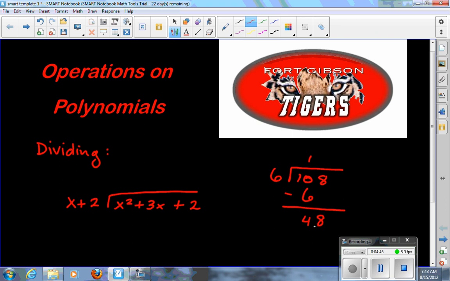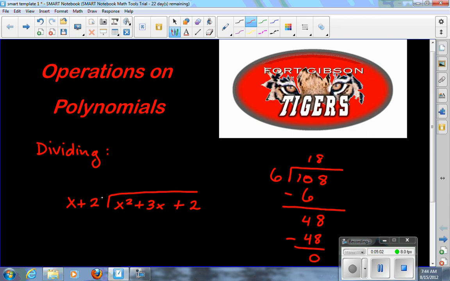6 goes into 48. 6 times 8 is 48. If you want to just double check, draw a line, change the sign, 0, no remainder, so there's no remainder up here. So that would be very similar to this.